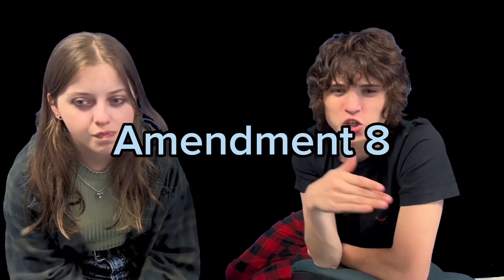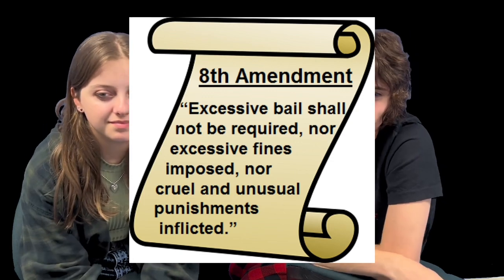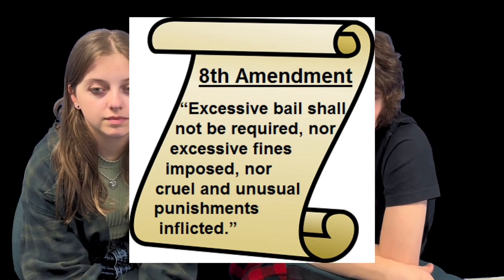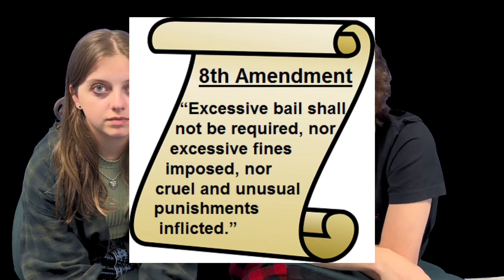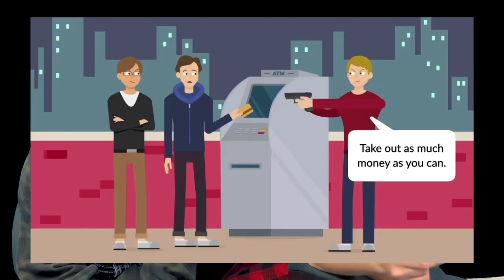Amendment 8, freedom from cruel and unusual punishments. The explanation is there will be no excessive jail or fines that can be imposed due to the severity of the crime, and there will be no cruel or unusual punishments, such as Chinese water torture. Supreme Court case, Atkins v. Virginia, 2002, the year after 9/11. It ruled that executing people with intellectual disabilities violates the 8th Amendment's ban on cruel and unusual punishments, which means you can't execute an autistic person.